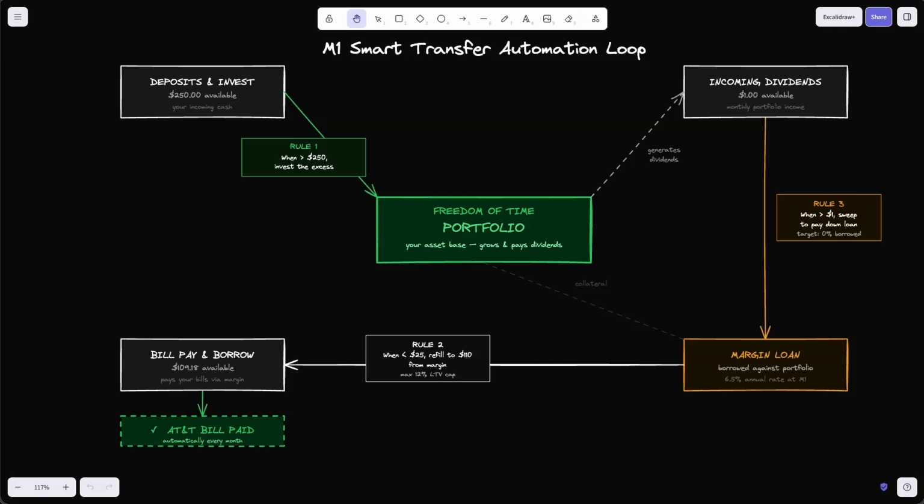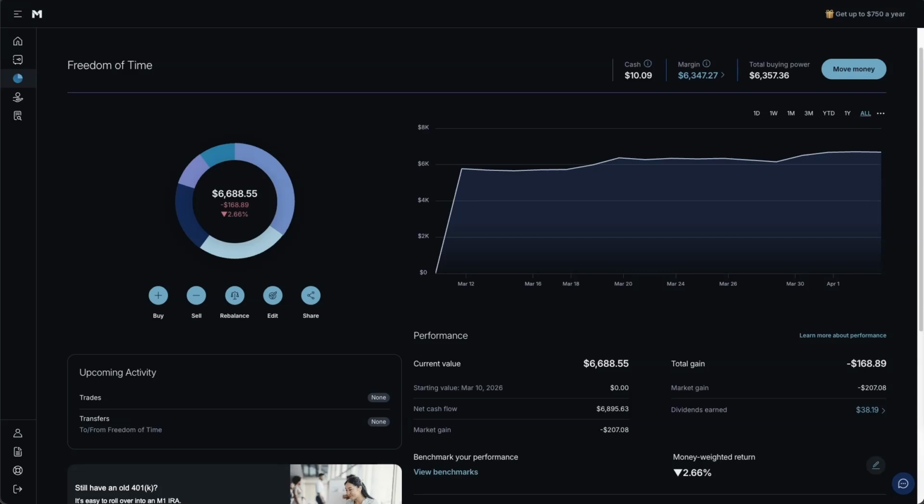And over time, as my portfolio grows, the dividends grow. As dividends grow, the borrowing gets paid back down faster. As the borrow capacity grows, I can cover more without selling. The cycle just compounds on itself. And it's the foundation of how I'm building towards the point where the portfolio fully funds my life. As the account grows, I'll update the rules, higher buffers, more bills on margin, bigger dividend sweeps, but the structure stays the same. 3 rules, fully automated, running in the background while I keep adding money.